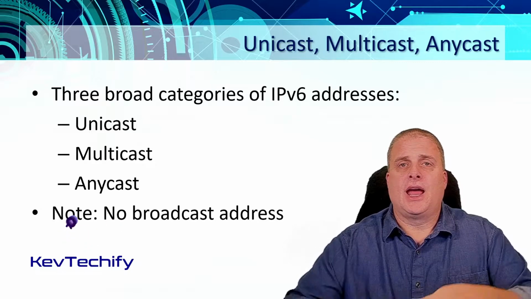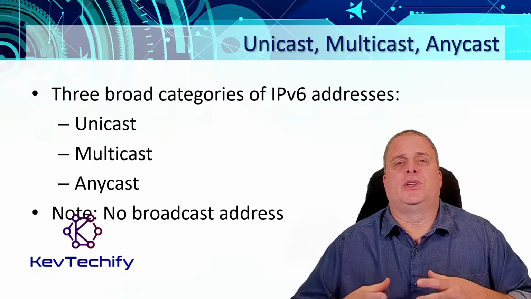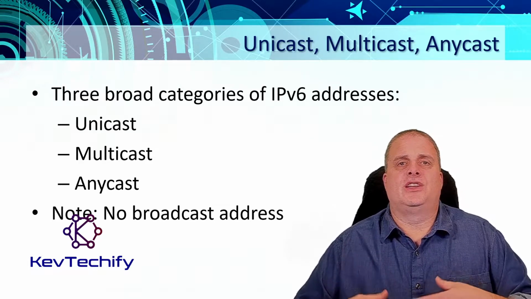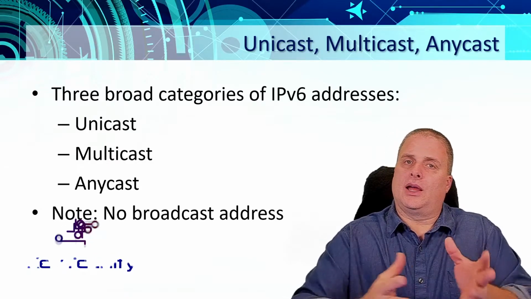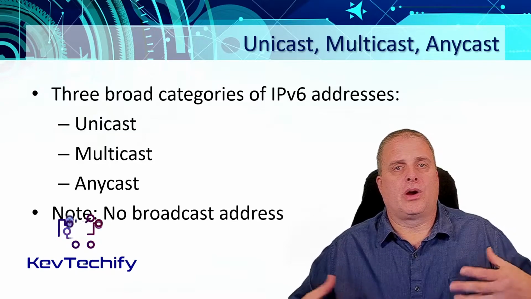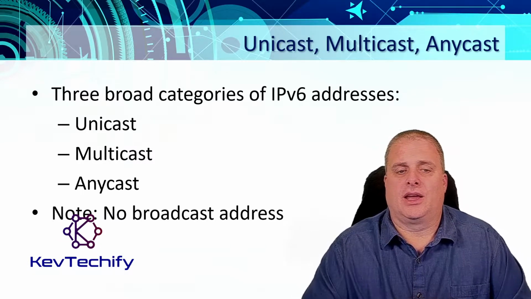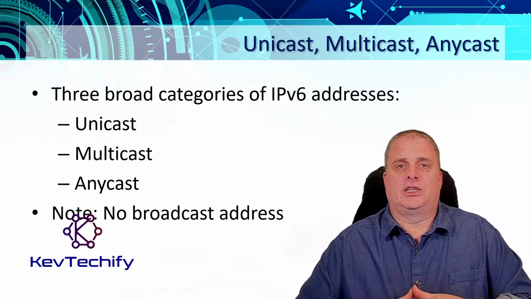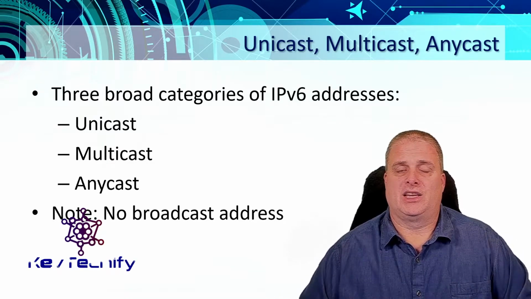IP version 6 adds in an anycast address. An anycast address is an address that can be assigned to multiple devices, and when a message is sent to that address, it's sent to the closest device with that address. Routers use this for routing protocols to determine best routes, processes like that. There is no broadcast address as such as there was in IP version 4. IP version 6 does not use that.